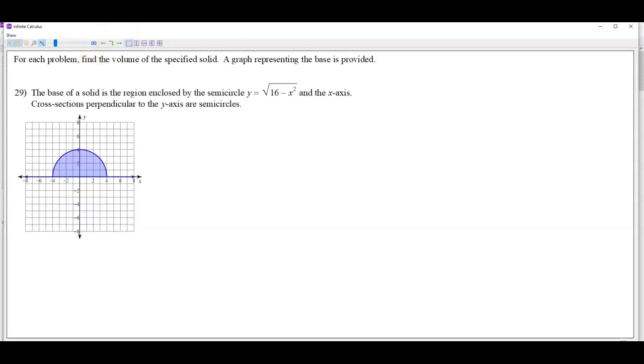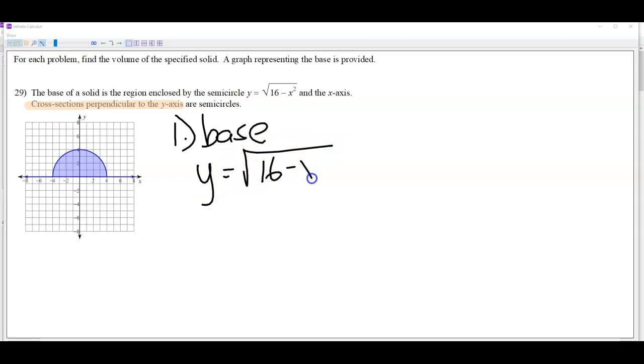The base of a solid is the region enclosed by this semicircle and the x-axis. Cross sections are once again perpendicular to the y-axis. So this equation is not acceptable. I need to get this to be an equation that's in terms of y, and that's going to help me find my base. So step 1, my base is going to be found by taking this equation and getting the x by itself.